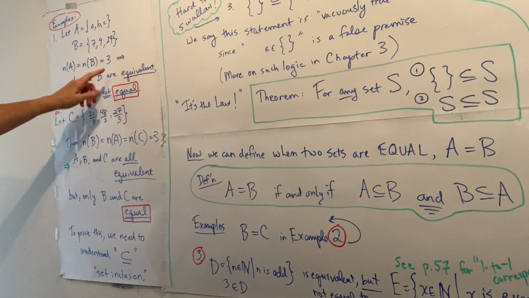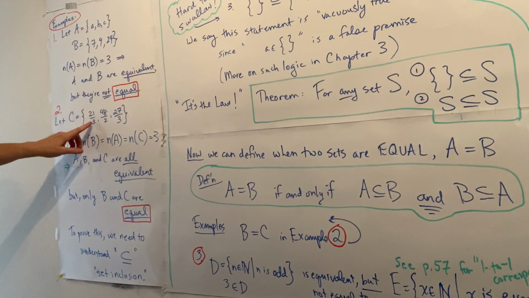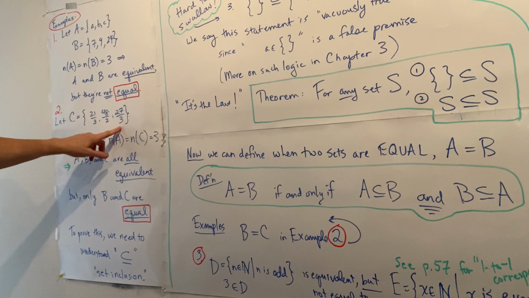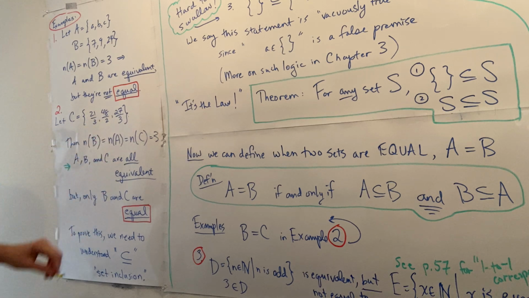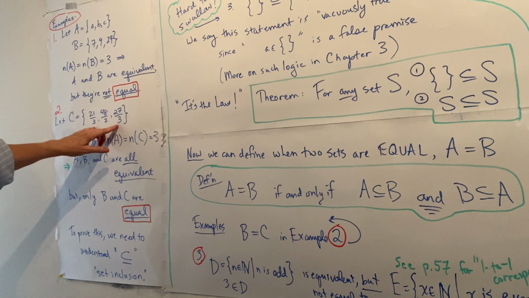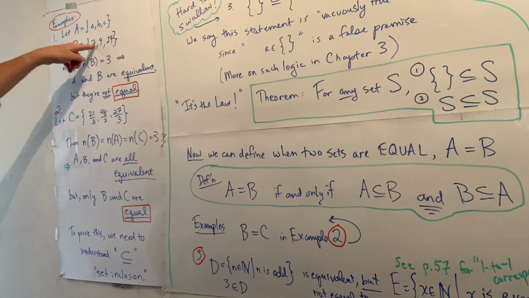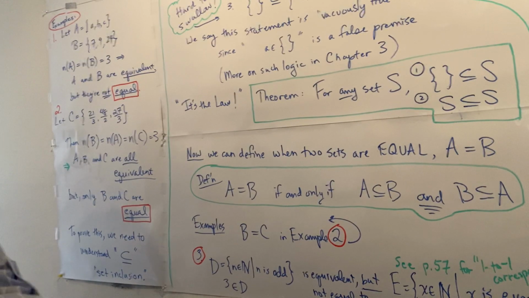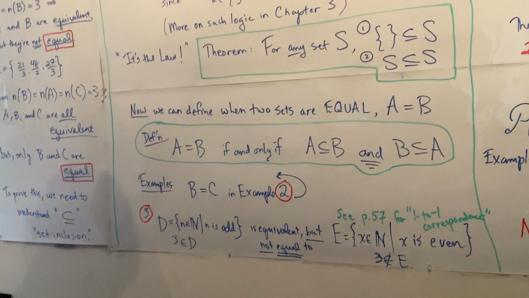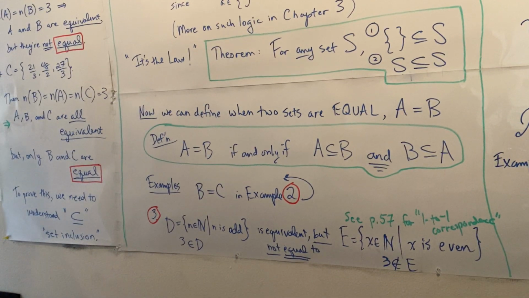7, 9, 24. And here's C: 7, 24, 9. Remember, order doesn't matter inside curly brackets. So everything that's in this set belongs to that set. Everything that's in this set belongs to that set. So that was an example. All right, so that's being more clear about what we were saying at the end of section 2.1.